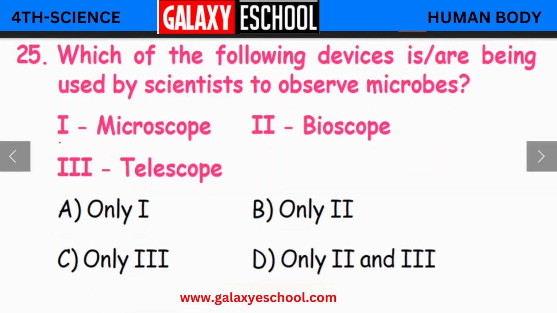Now the last question for today, children. Which of the following devices is or are being used by scientists to observe microbes? Microbes are very small tiny creatures, so we cannot see them directly, but if you want to see them and study about them, scientists use one particular device. Which is that device scientists use to observe microbes? Is it microscope, bioscope or telescope?